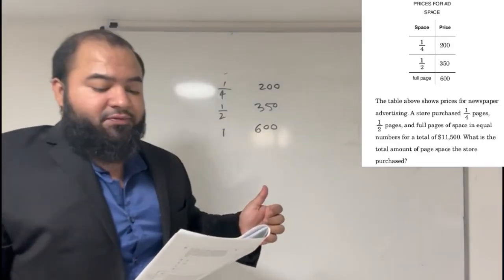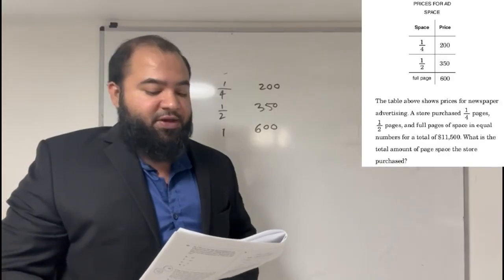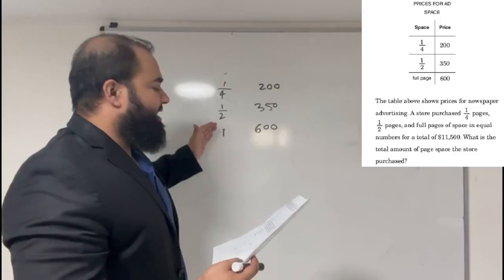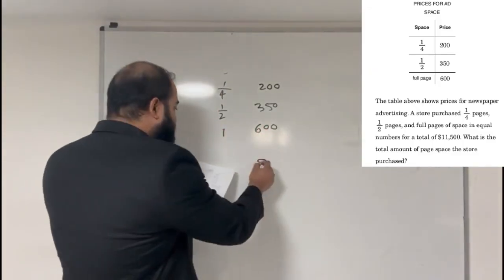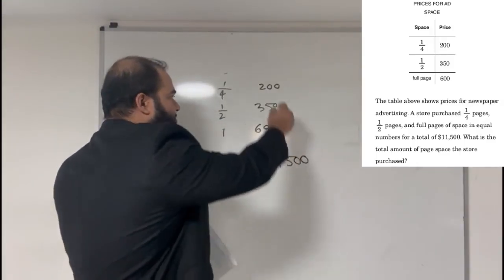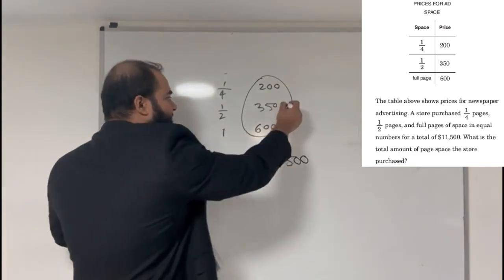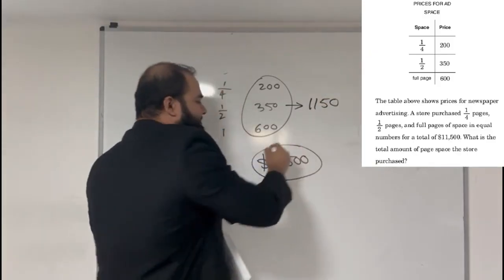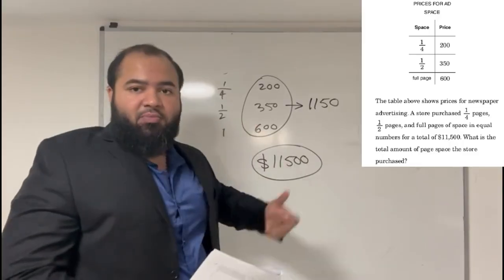Now, let's take a look at this. The table above shows the prices for the newspaper advertisement. A store purchased 1/4 pages, 1/2 pages, and full pages in equal numbers and paid a total of 11,500. And you are like, okay, when I added these prices, 200, 350, and 600, it added up to 1150. Where did this big money come from? So technically, he didn't buy one of each. He probably bought more of them.